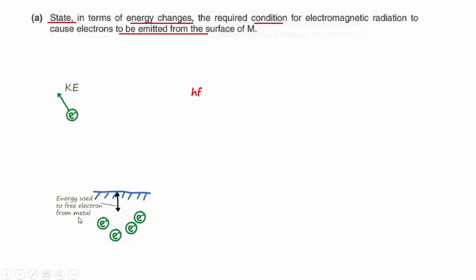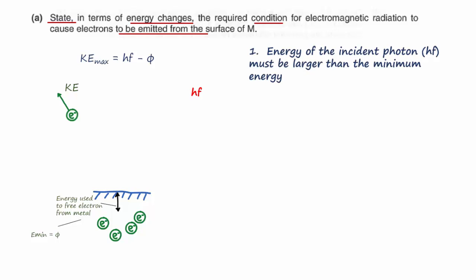The minimum amount of energy to liberate the electron corresponds to the work function of the metal, and the electrons that are least bound leave the metal with maximum kinetic energy. The maximum kinetic energy is given by KE max equals hf minus phi. Hence, the energy of the incident photon must be larger than the minimum energy to liberate the electron, that is the work function of the metal. This is the key condition for electrons to be emitted.